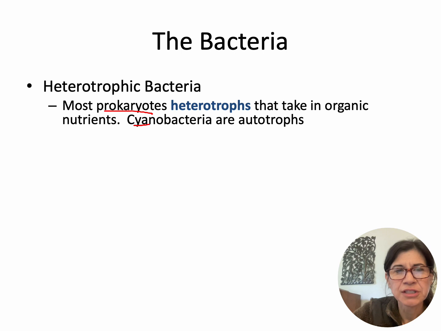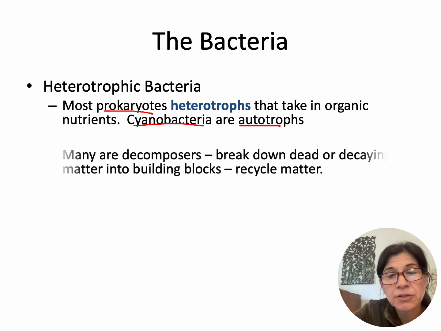The exception in the bacteria are a group called cyanobacteria. These are photosynthetic, so they're autotrophs. They can produce their own food. Cyanobacteria were also the ones that are thought to have been the first organisms to put oxygen into our atmosphere.